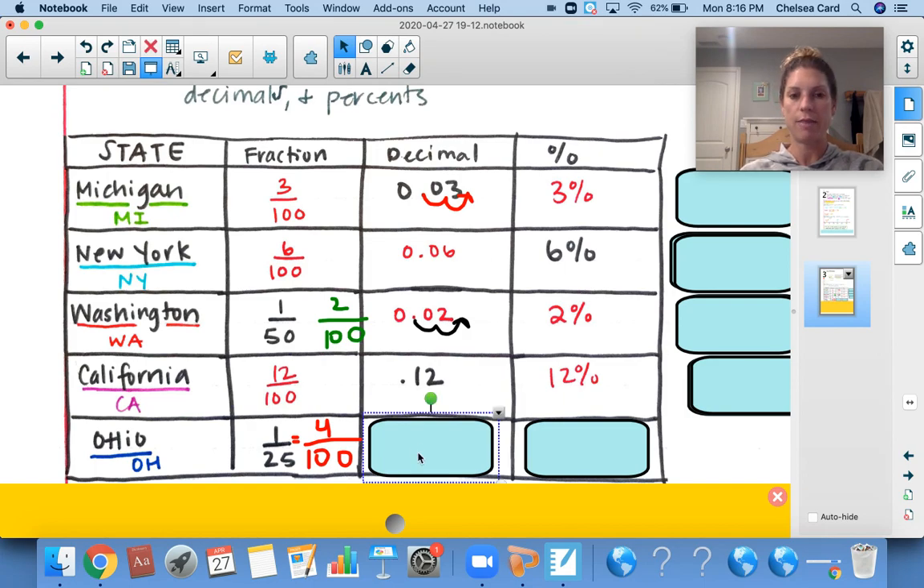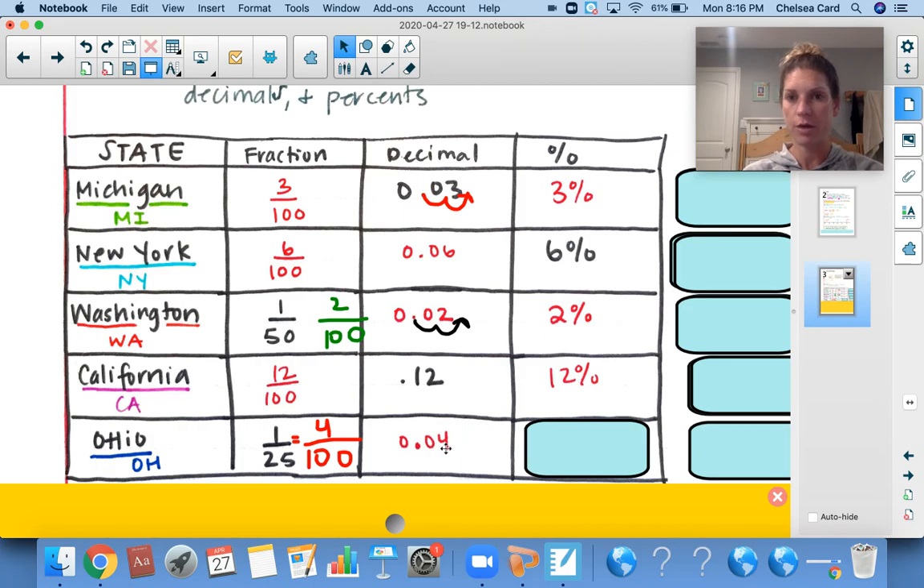And when I look at that, sorry, guys, it's going to be 0.04, because that's how we say 4 hundredths. Now, in order to convert it to a percent, I move my decimal 2 places to the right, once, twice, and I add a percent sign, which means that 1/25th is 4%.